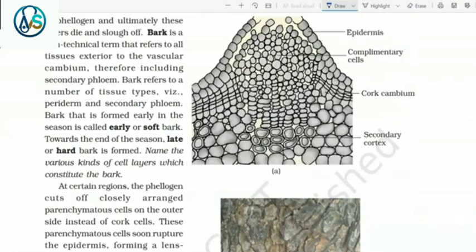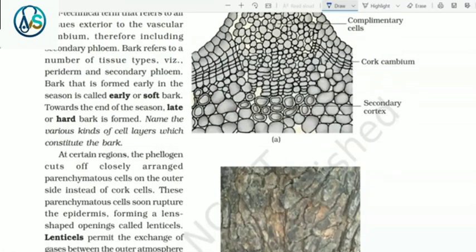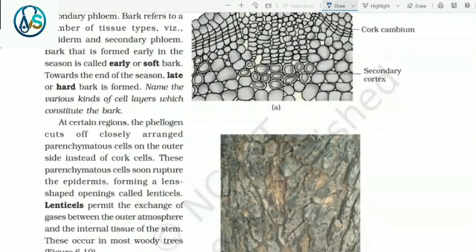Bark is a non-technical term that refers to all tissues exterior to the vascular cambium. Therefore, including secondary phloem, bark refers to a number of tissue types: periderm and secondary phloem. Bark that is formed early in the season is called early or soft bark. Towards the end of season, late or hard bark is formed. Name the various kinds of cell layers which constitute the bark.